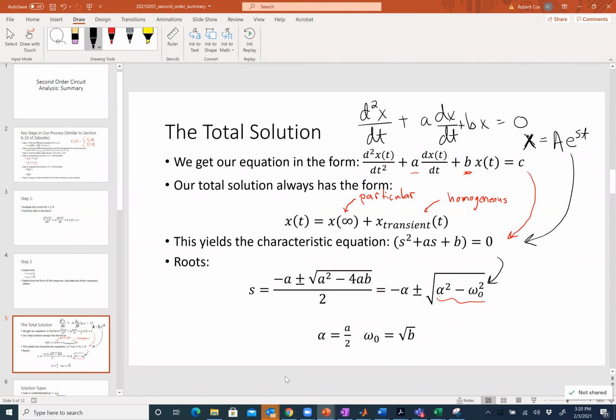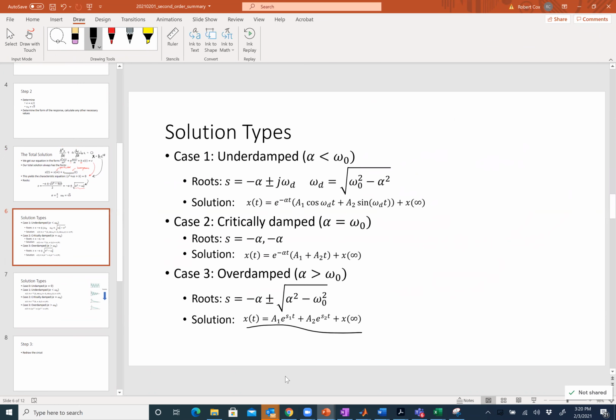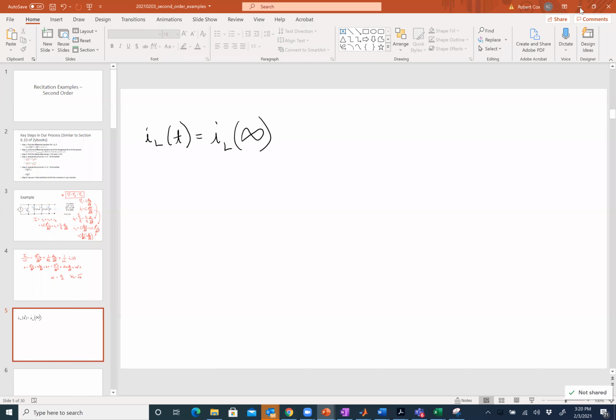Go back to the summary slide, and it's written here. It's overdamped, so this is my form of the solution. Okay. So I say IL of infinity plus A1 e to the S1t plus A2 e to the S2t. And again, you can see how I do that in my Matlab code. I don't put numbers in there. I just leave them as variables. That way I can see everything, and it's a lot easier for me to keep track of what's going on.